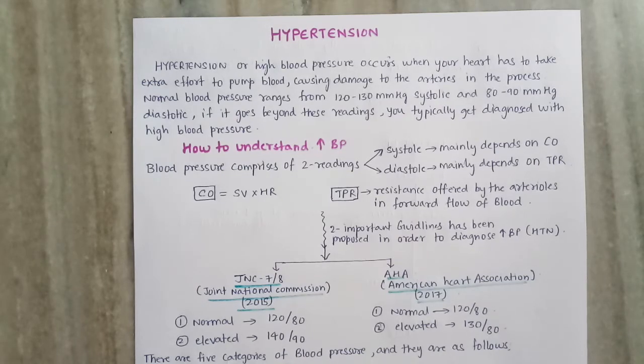So how do we understand what hypertension actually is? We already know from physiology that we have two types of readings, systolic and diastolic. The systolic mainly depends upon the cardiac output of the heart. If the cardiac output increases, the systolic blood pressure will obviously increase, and the total peripheral resistance mainly decides the diastolic blood pressure. We already know that cardiac output is a multiplication of the stroke volume and the heart rate.